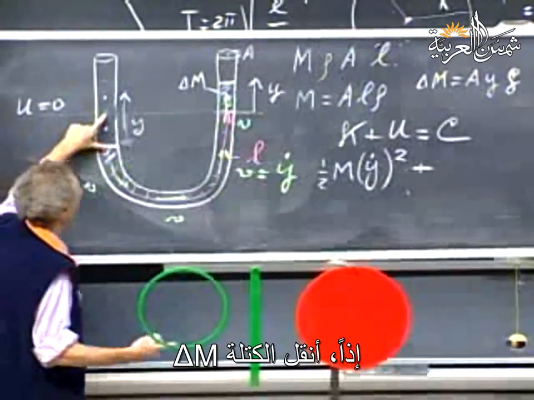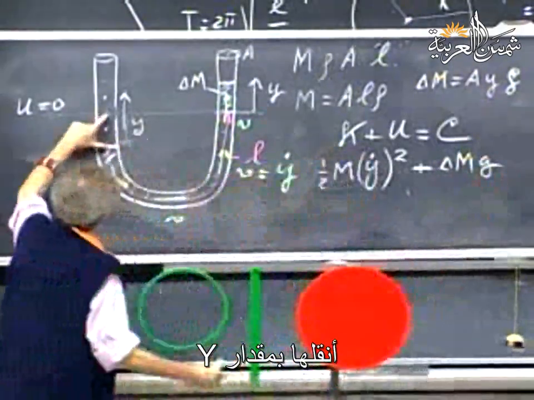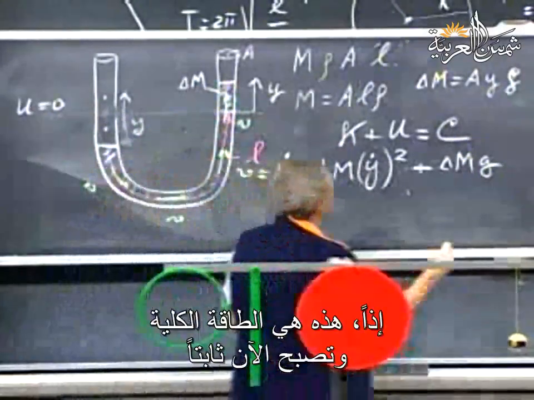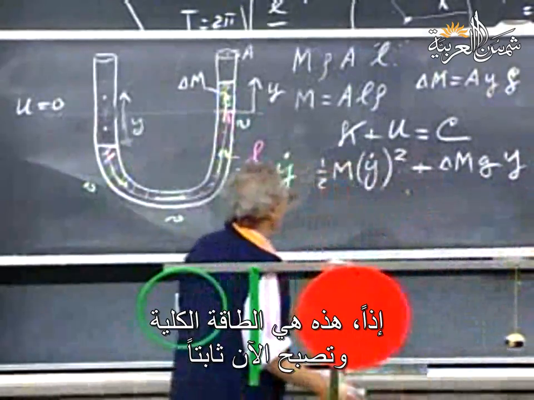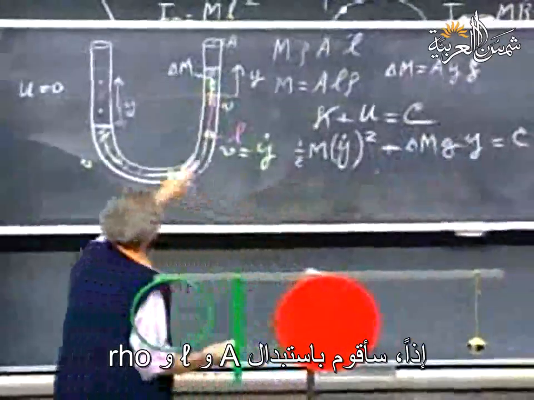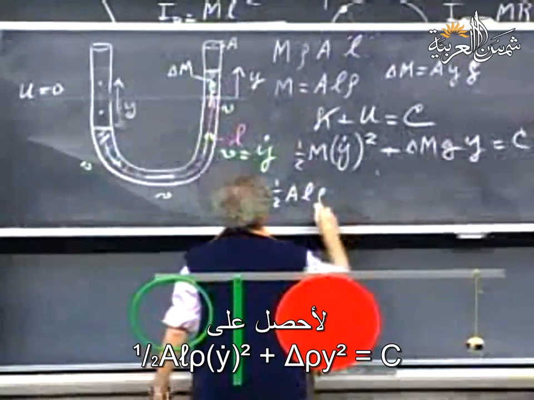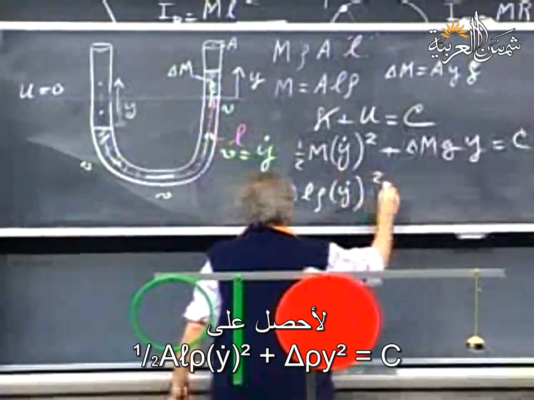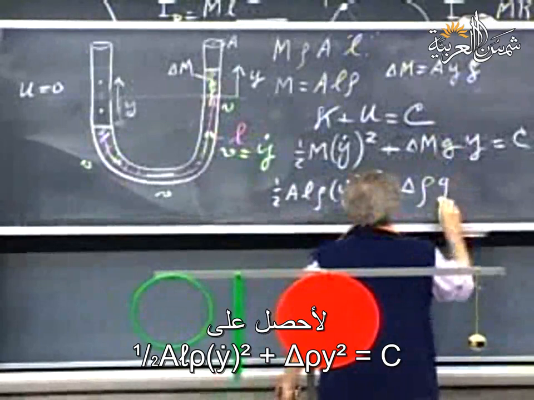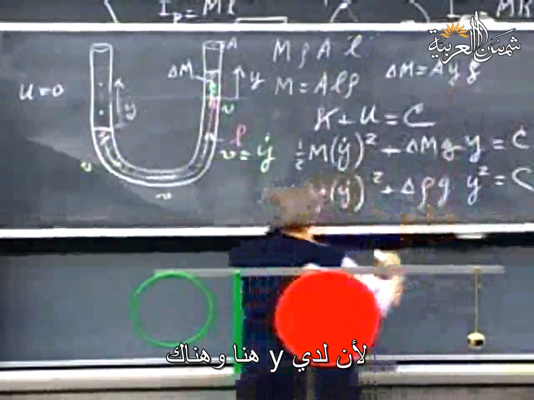And so I move an amount of mass, which is delta m. I move it over a distance y. I bring it here, but that makes no difference, of course. And so this is the total energy, and this is now a constant. So I'm going to substitute in there the a, l, and rho, so I get 1/2 a, l, rho velocity squared plus a, rho, g, and I get a y squared equals a constant, because I have a y here and I have a y there.